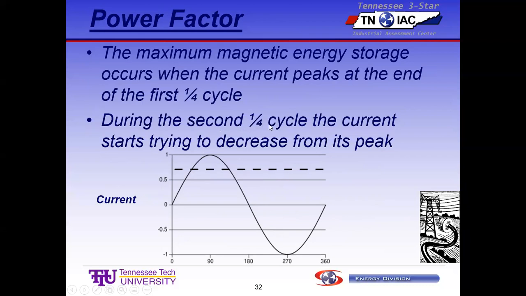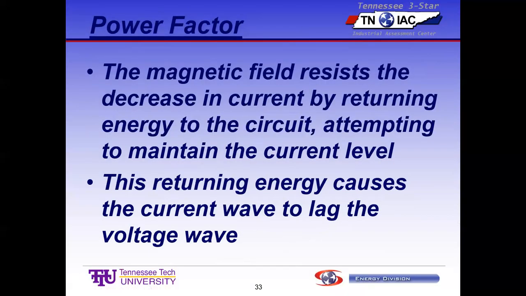During the second quarter cycle, the current starts trying to decrease from its peak. So it's trying to fall down to here because it's got to go negative to maintain the sine wave. Well, that magnetic field resists the decrease in current, and it returns that energy into the circuit, and it tries to maintain the current at a higher level than it would be otherwise. So that energy is being sucked back into the wire.